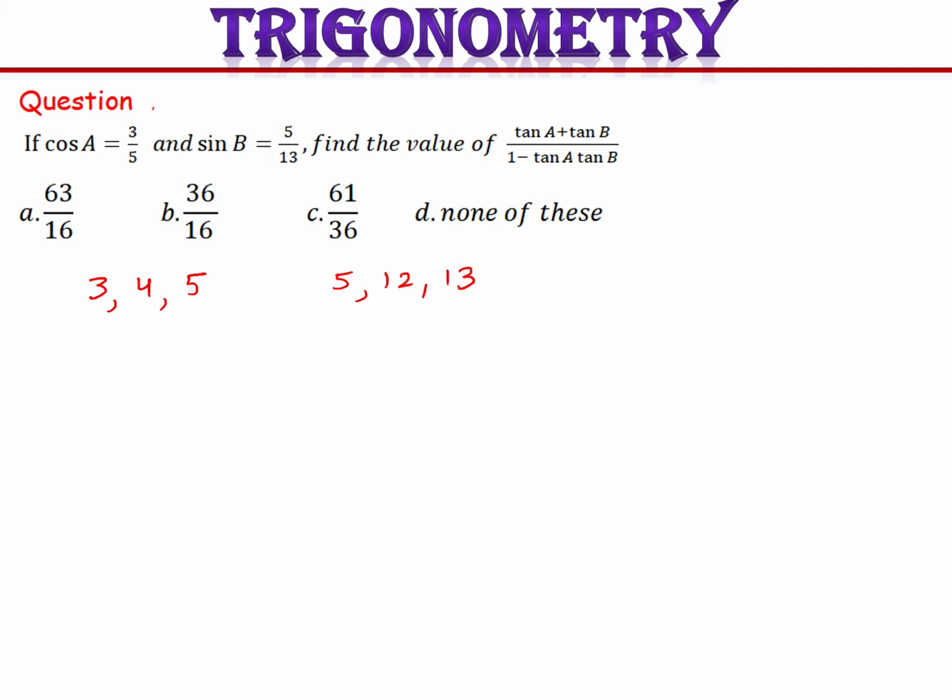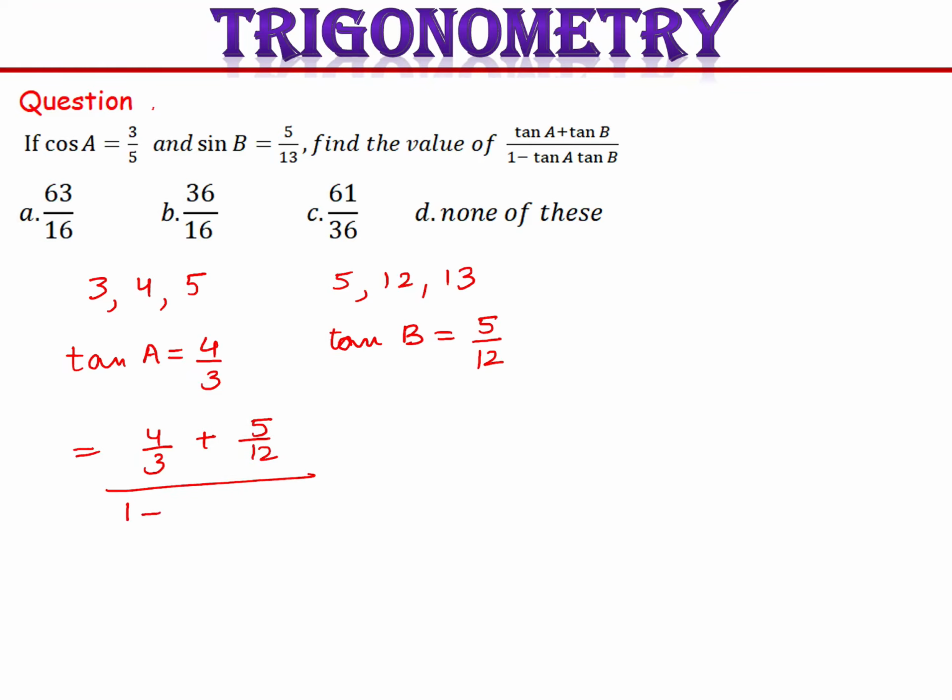So since I am given the value of cos A, I can directly write the value of tan A. Tan A will be 4 by 3. Similarly, tan B will be 5 by 12. So after having the value of tan A and tan B, I am going to directly put in that expression tan A plus tan B. So that will be 4 by 3 plus 5 by 12 divided by 1 minus 4 by 3 into 5 by 12.